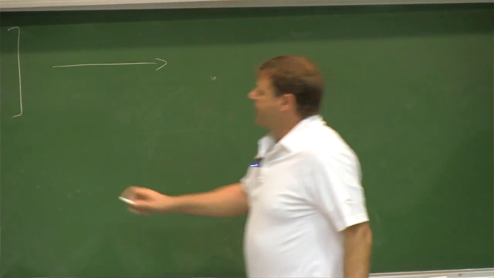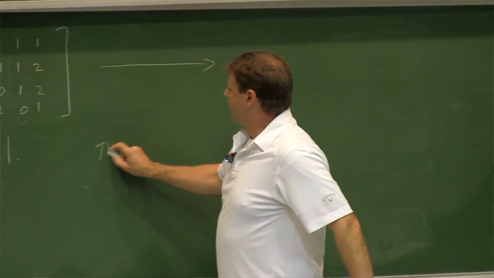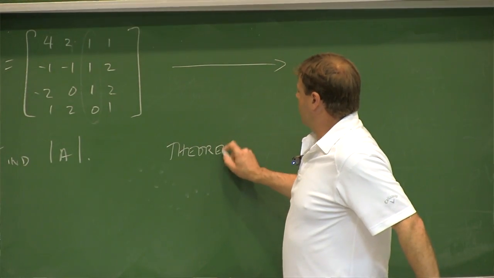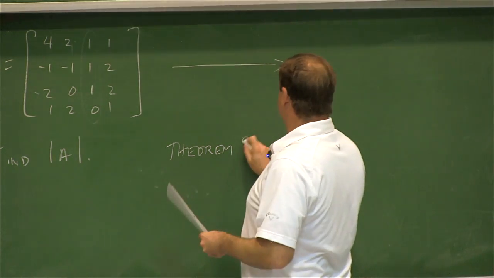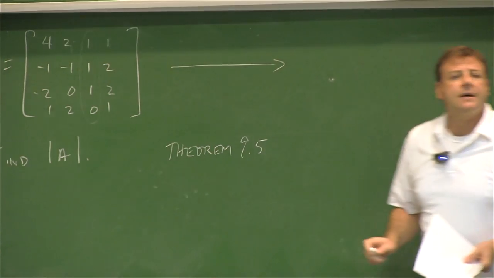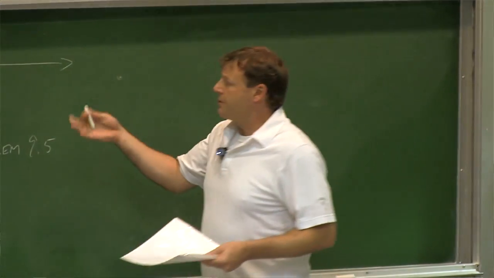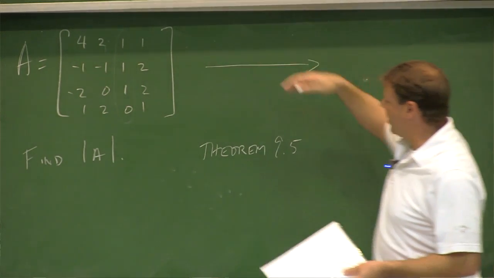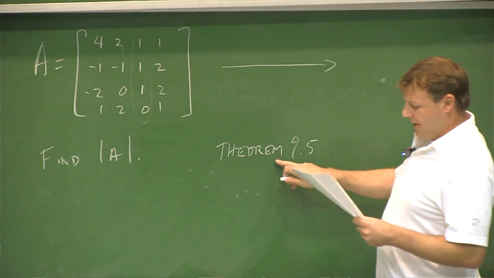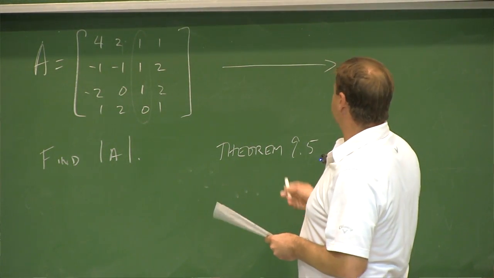If you recall, theorem 9.5. Theorem 9.5 says I can do row operations of the normal type that we've been doing, where I take a multiple of a row and add it to another row. Theorem 9.5 says this doesn't change the determinant.